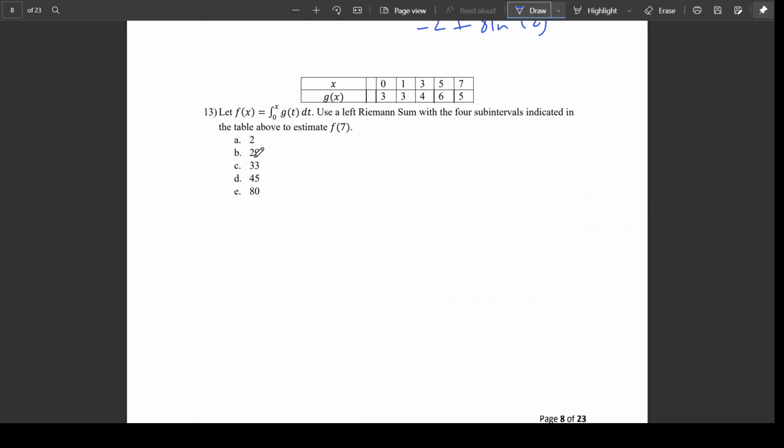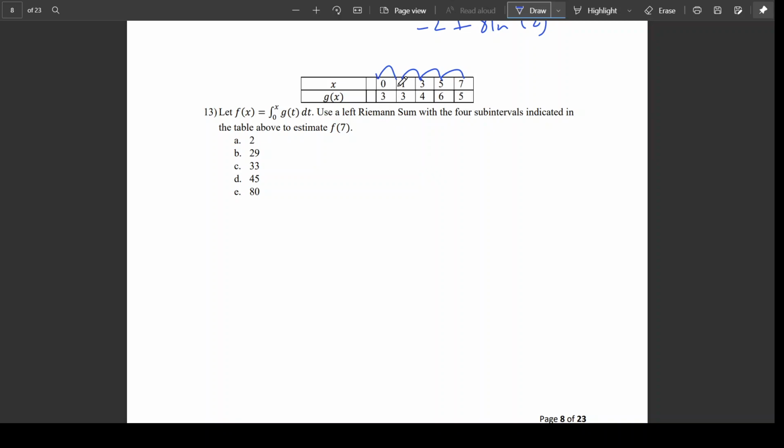Question 13. Let f of x equal the integral from 0 to x of g of t dt. Use the left Riemann sum with the 4 subintervals indicated in the table to estimate f of 7. Okay, so f of 7, by the way, is just the integral from 0 to 7 of g of t dt. So I'm going to use a left Riemann sum with 4 subintervals, 1, 2, 3, 4, to do that. Okay, so for a left Riemann sum, I'm going to take the difference between the x values and multiply by the left of the g of x values.